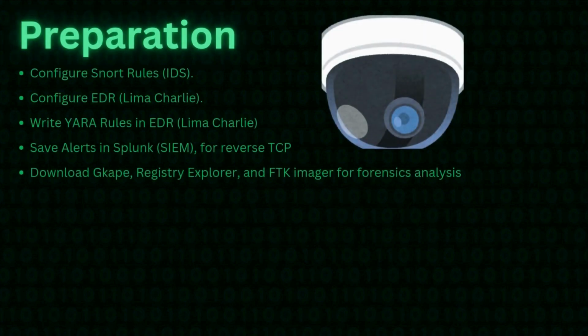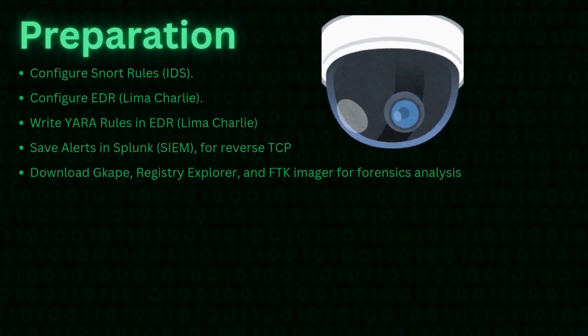In the preparation phase, I'll start by configuring the Snort rules to detect potential threats. Next, I'll set up Lima and write EDR rules in Lima. After that, I'll configure alerts in Splunk for detecting reverse TCP connections. Finally, I'll download CAPE, Registry Explorer, and FTK Imager for forensic analysis. Now let's jump into my virtual machine to begin the preparation.